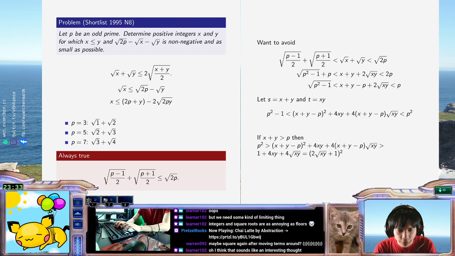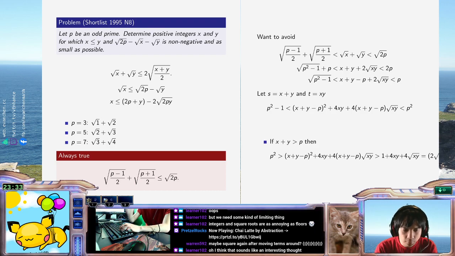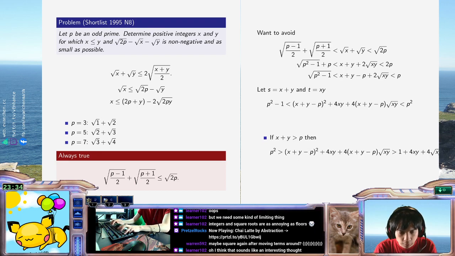Alright, so now I have to make sure I don't manage to confuse myself, which is the thing I'm really good at doing. Yeah, I feel like we might be kind of like... So this implies square root of xy is less than p minus 1 halves.